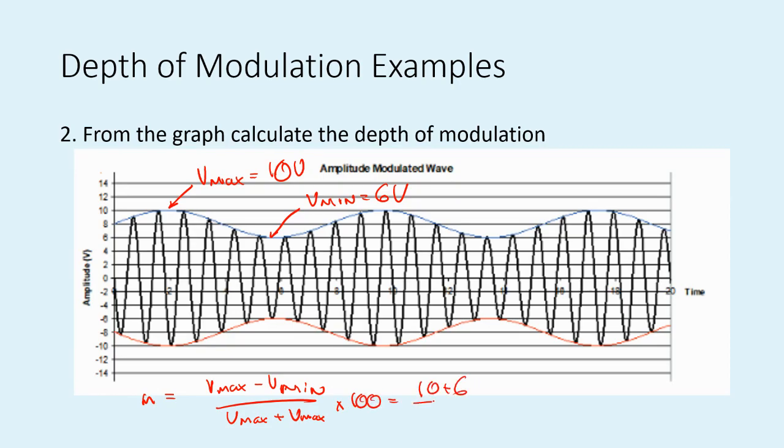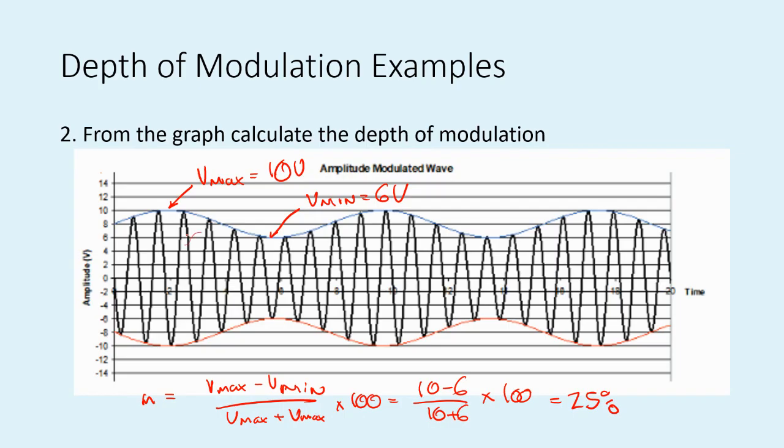So it's 10 plus 6 over 10 minus 6 times 100. So that's 16 over 4. Sorry, I got my plus and minus the wrong way around there. 10 minus 6 is 4. 4 divided by 16 is a quarter. A quarter of 100 is 25%, which is exactly the same as the previous one.